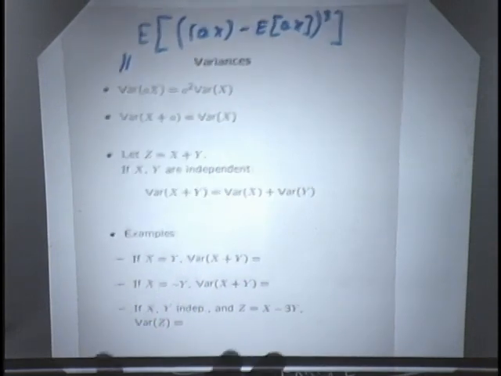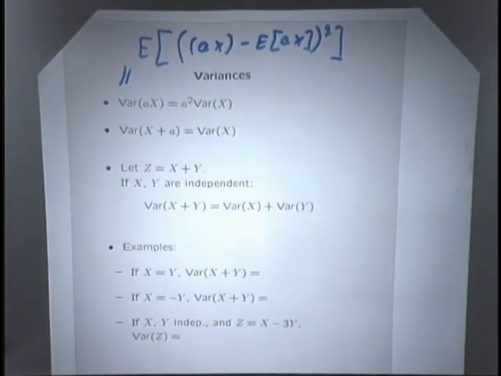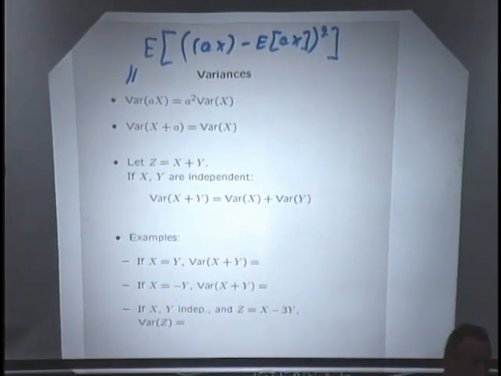Now, can you add variances the way we added expectations? Does variance behave linearly? It turns out that not always. Here, we need a condition. It's only in special cases, for example, when the two random variables are independent, that you can add variances.